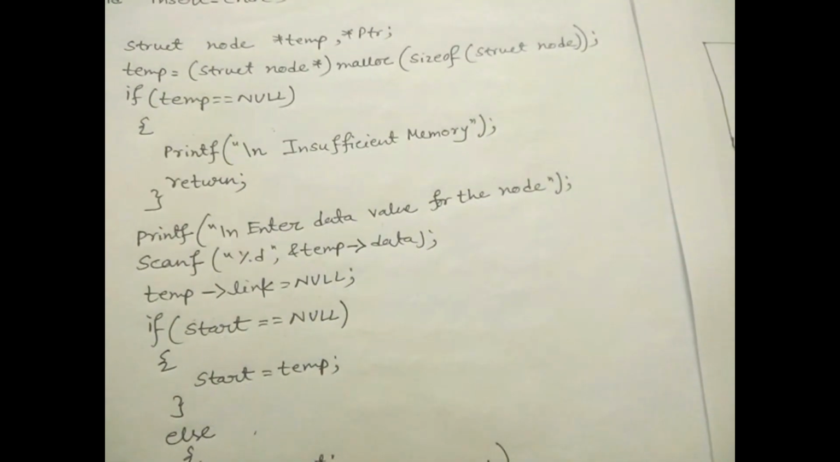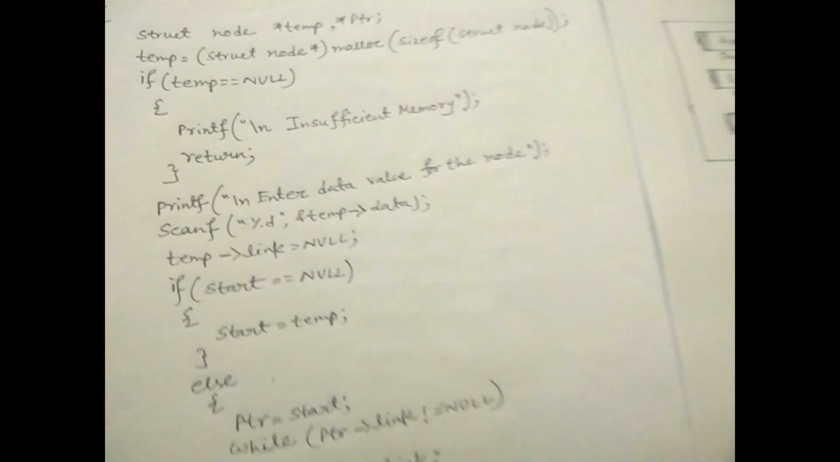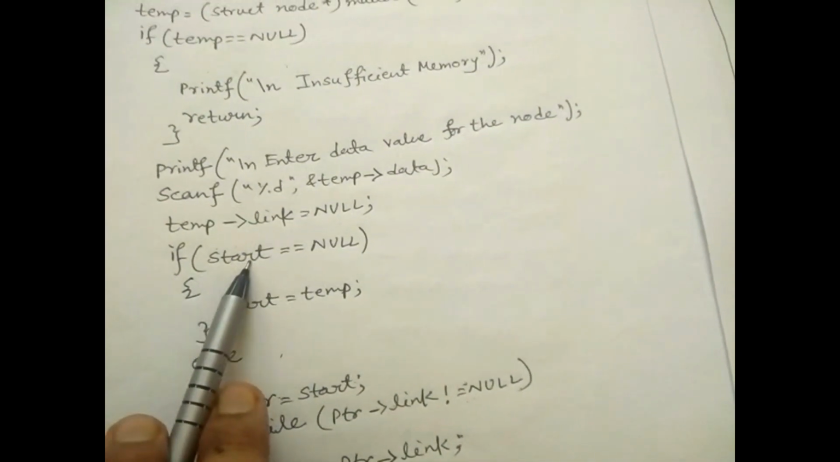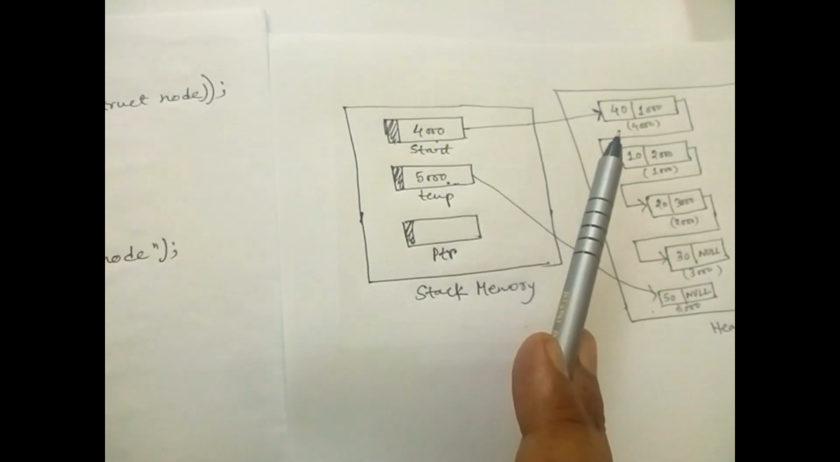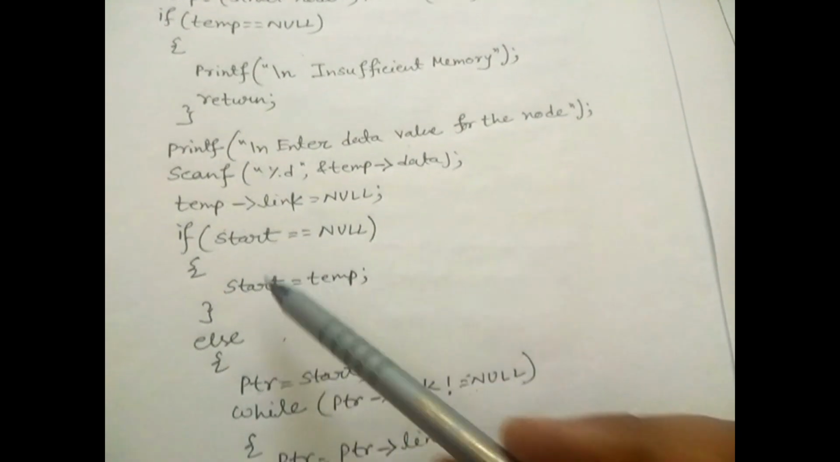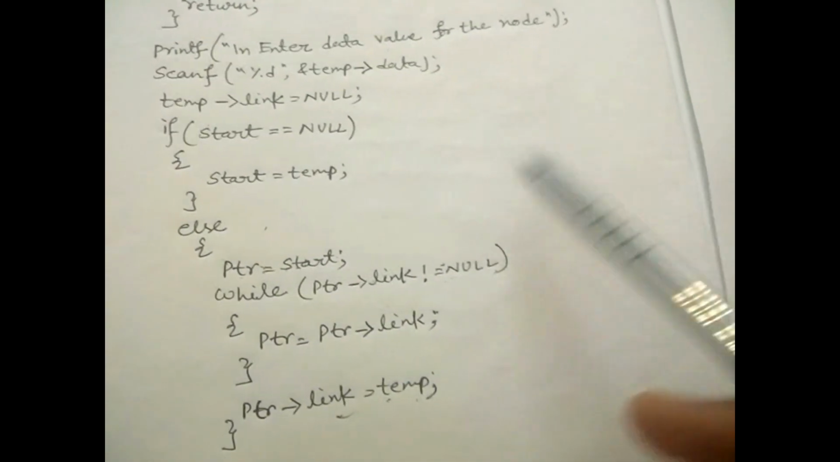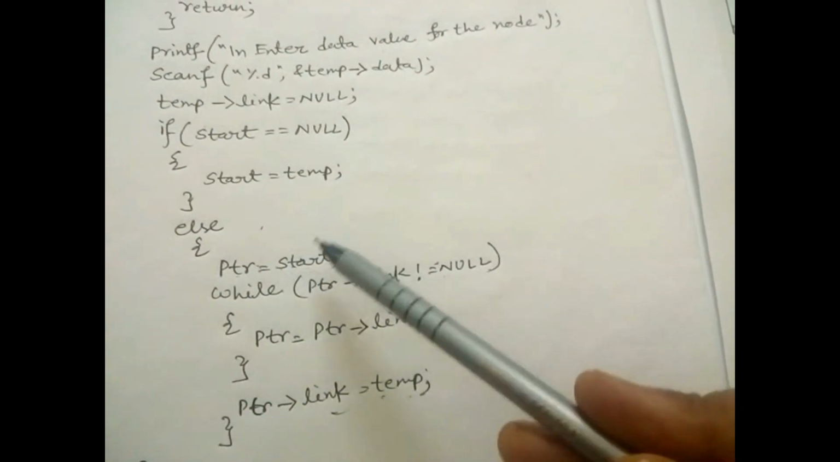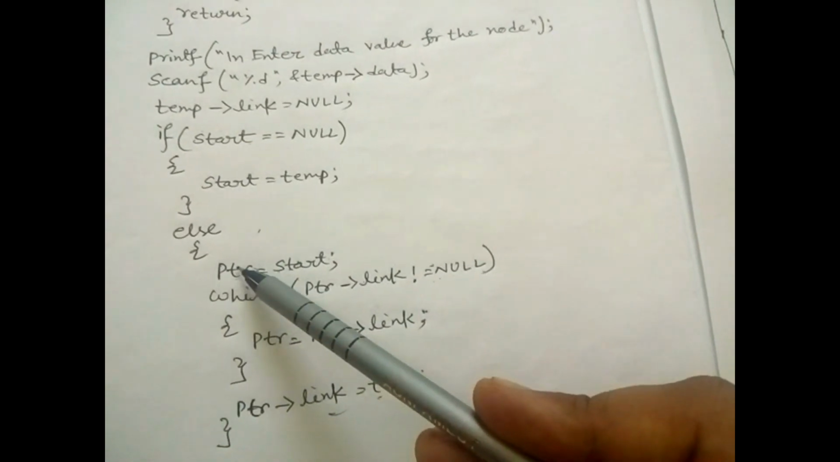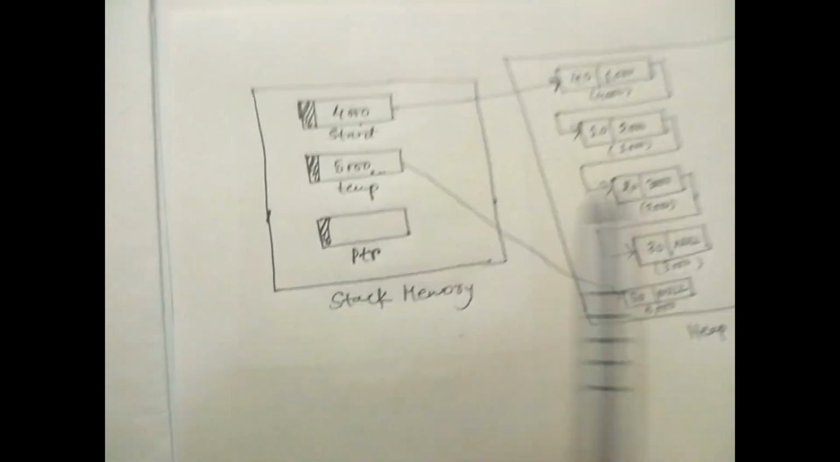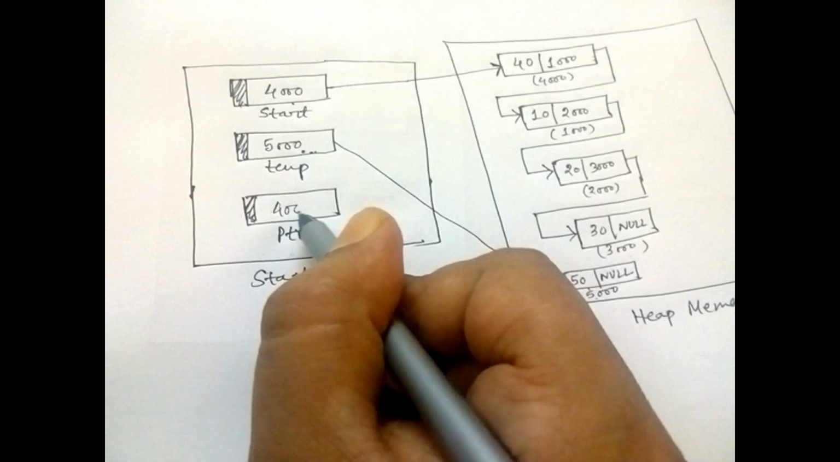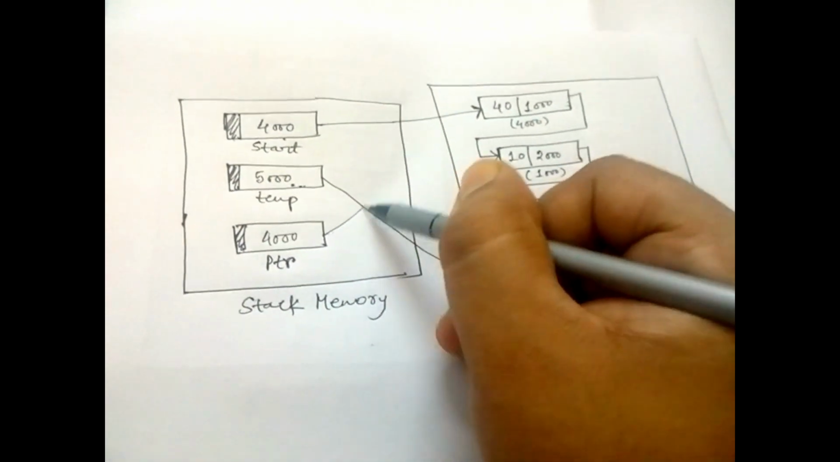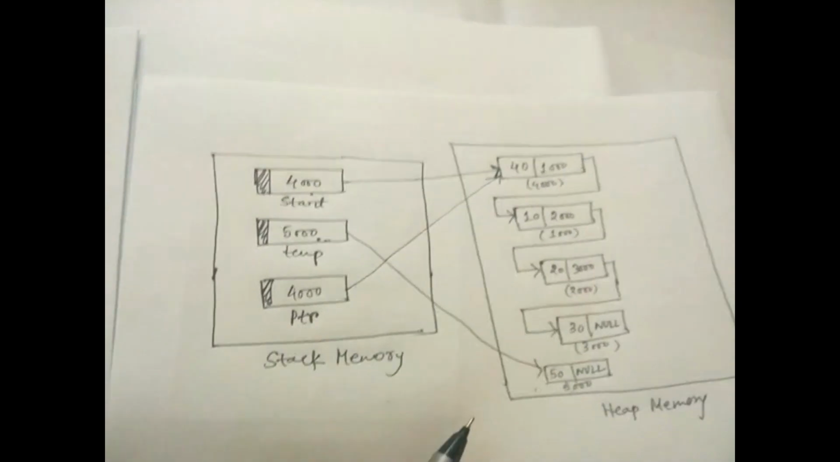For that we have to go to the end of the list. Now check whether the value of start is null or not. The value of start is 4000 because it points to the first node of the list. So the condition is not satisfied. Go to the else part and ptr = start. ptr = start means the value of start is assigned into ptr. So now the value of start is 4000, the value of ptr is 4000, and ptr points here.